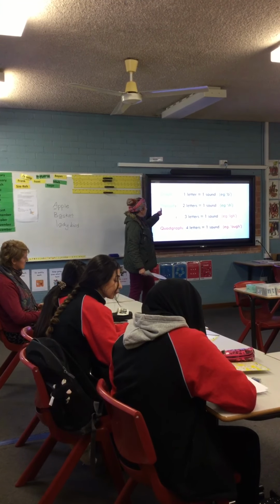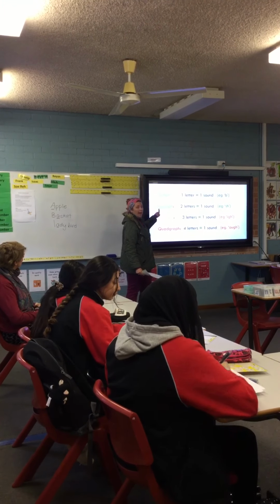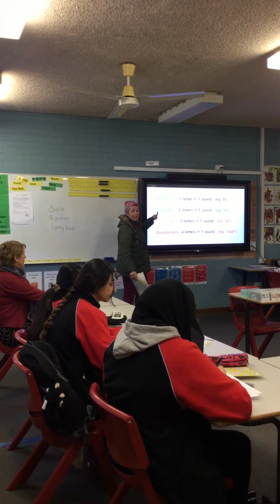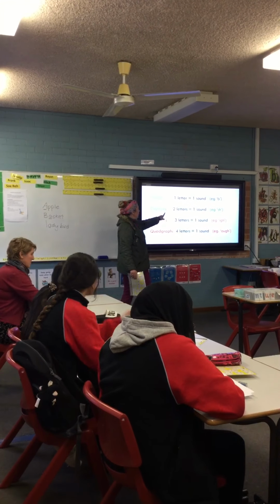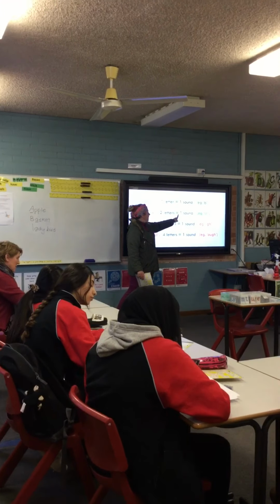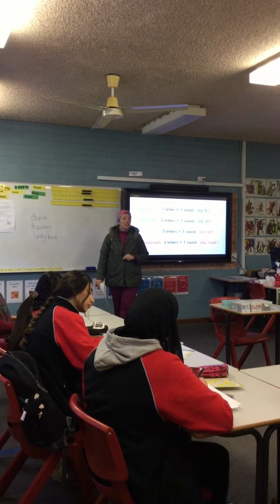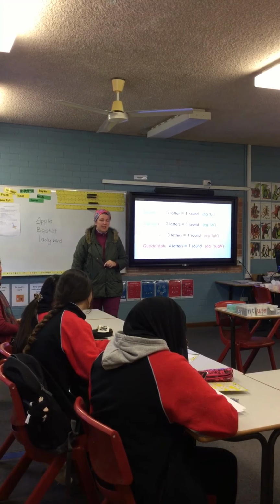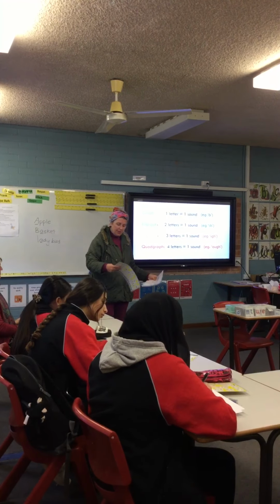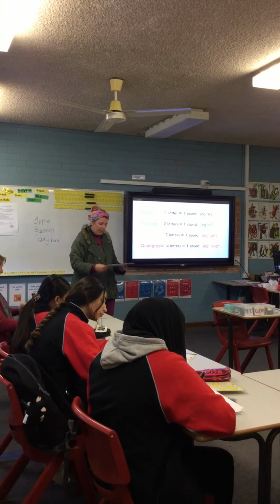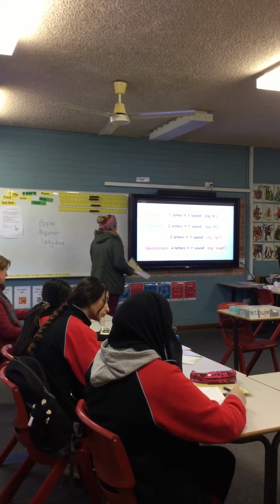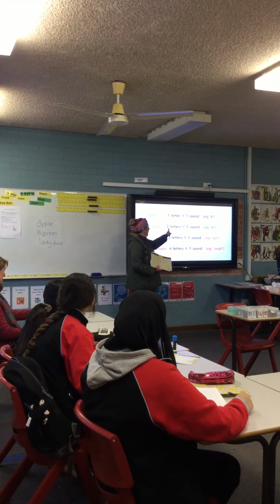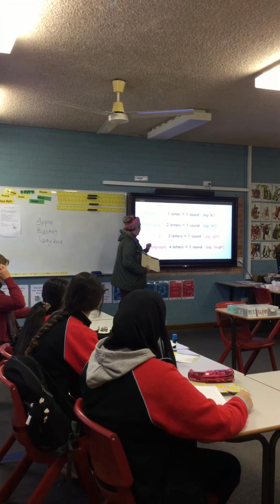Next one is called a digraph. If it's not clear on your paper, you can trace over that digraph. That means two letters make up one sound, like sh. There's lots of different digraphs on here, oi, oo. Any combination of two letters that make one sound is called a digraph.